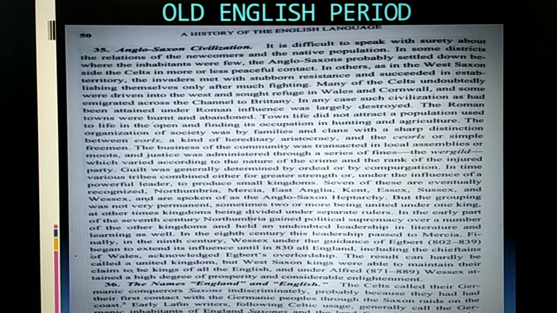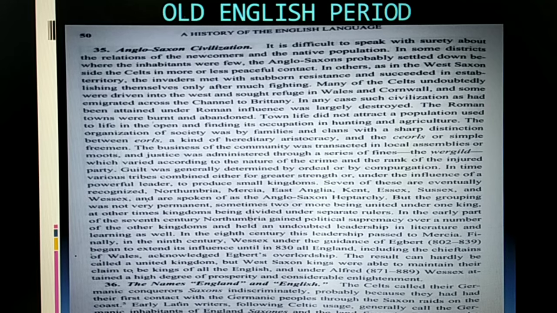The result can hardly be called a united kingdom, but West Saxon kings were able to maintain their claim to be kings of all the English. And under Alfred, 871 to 889, Wessex attained a high degree of prosperity and considerable enlightenment.